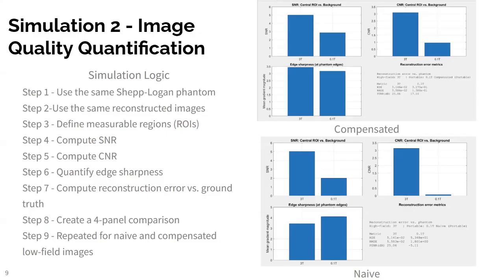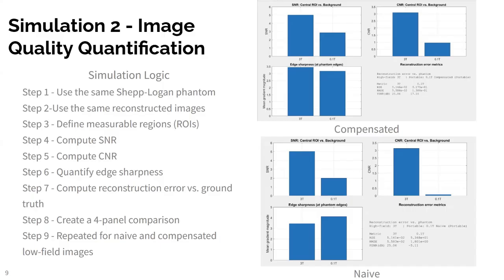We will then define regions of interest, a central ROI representing true signal and a corner ROI representing background noise. Then we compute the signal-to-noise ratio for each image and the contrast-to-noise ratio for each image by measuring the contrast between the central ROI and the background region. We then quantify the edge sharpness by computing the gradient magnitude at locations where the true phantom has edges and compare the mean gradient values between 3T and 0.1T images. This measures how well the field strength preserves boundaries.